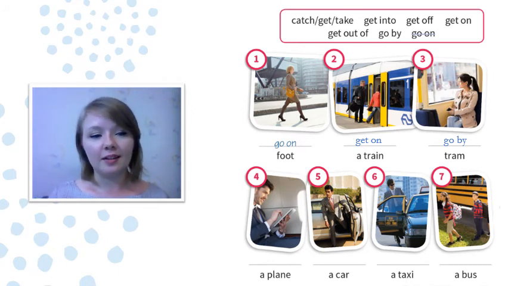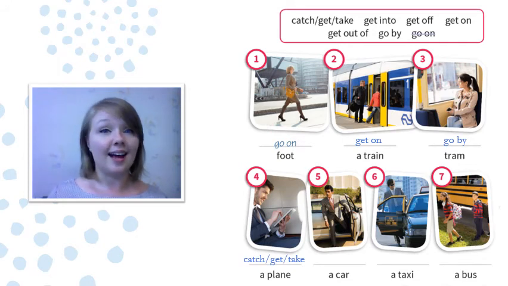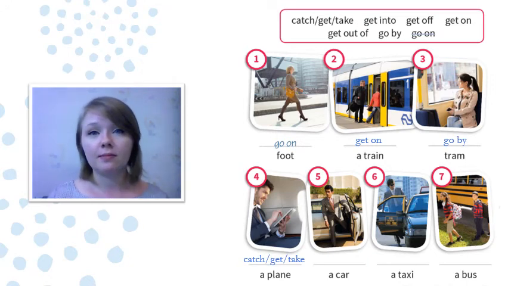Number 4 is a plane. So a plane we can use many different terms for. We can use catch, get, or take. I can catch a plane, get a plane, or take a plane. All of these verbs are correct when talking about traveling on a plane.